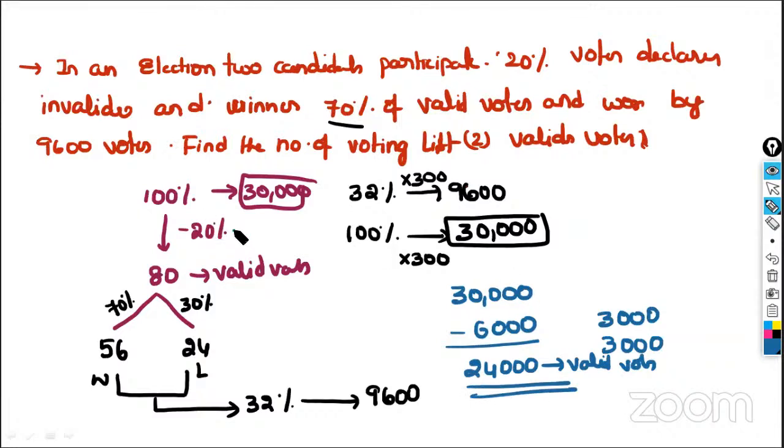You can subtract like this: 20% is 6,000, so we subtract it. After subtracting 6,000, we get 24,000. 80% is 24,000. Is it clear to all of you? Anyone has doubt?